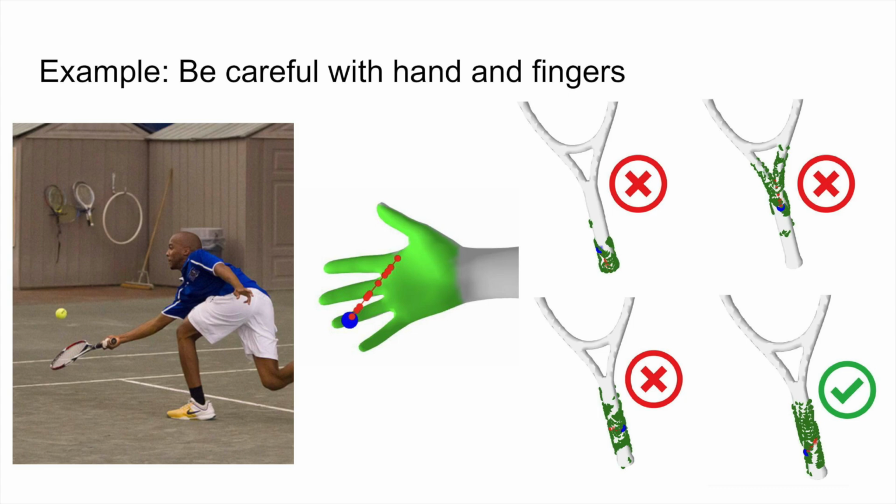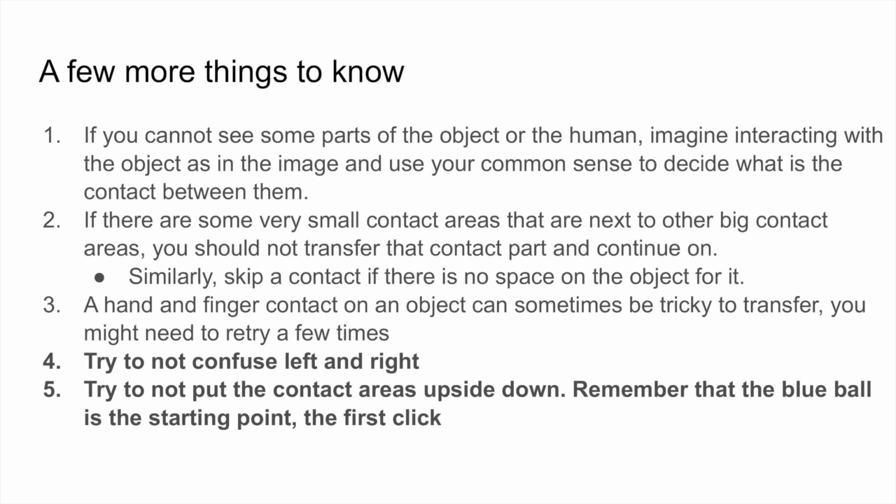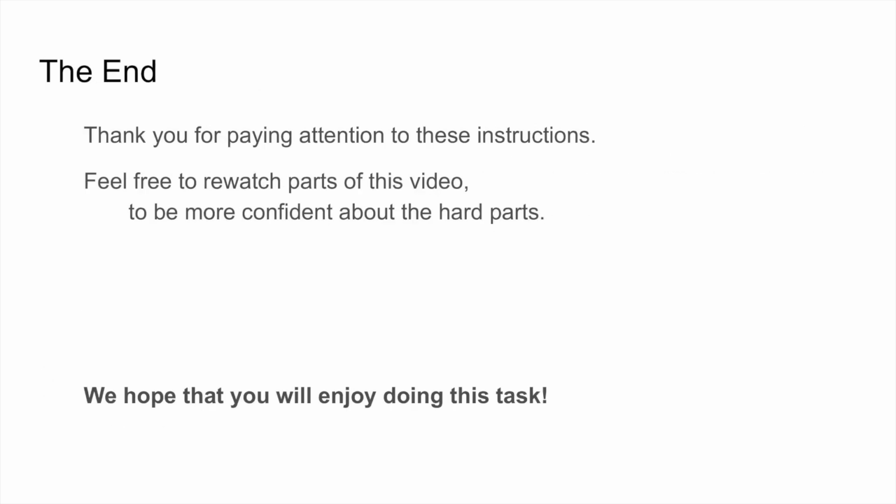And finally, two more general tips. Try to not confuse left and right. Rotate the 3D viewers to a position where it is easy to decide what is left and what is right. And try to not transfer the contact areas upside down. Remember that the blue ball that you get from the first click is the starting point of the contact area.